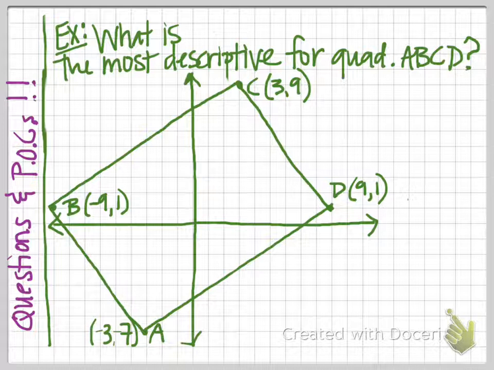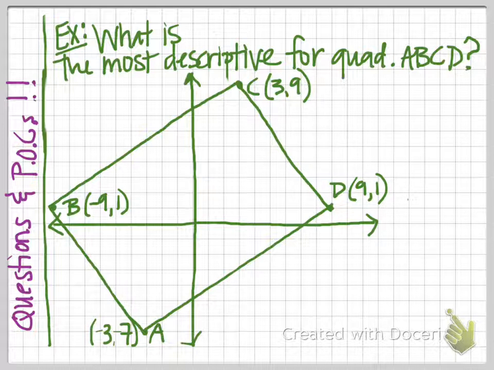Out of the 5 parallelogram tests, we said the first 4 were probably the easiest to try to prove, and I always like looking at slope. So I'm going to use test 1 for parallelogram, which says both pairs of opposite sides are parallel. So I need to find the slope of all four sides. You can do this by using rise over run. You can use the slope formula. I think I'm just going to use the slope formula. So first I'm going to find the slope of BC.